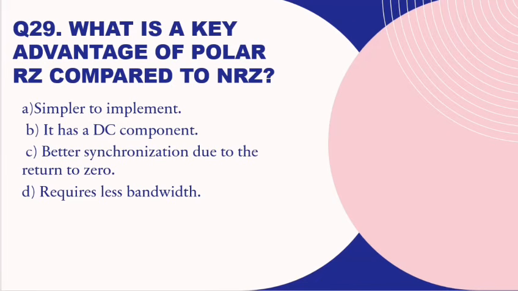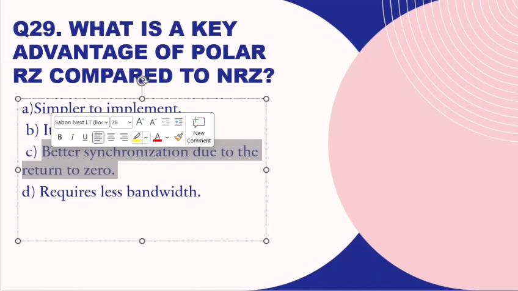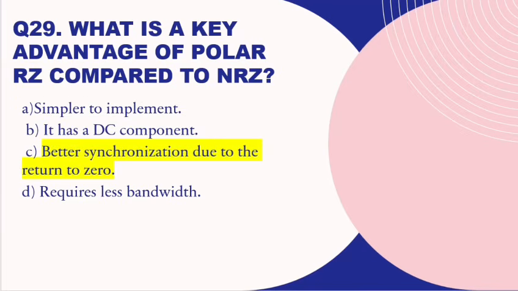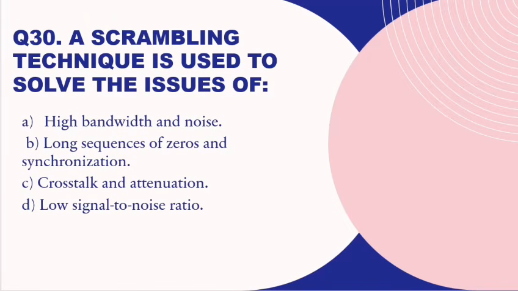Moving on to the 29th question. What is the key advantage of polar RZ compared to NRZ? Option A, simpler to implement. Option B, it has a DC component. Option C, better synchronization due to return to zero. Option D, requires less bandwidth. I hope you all have paused the video and guessed the answer right. So the correct answer for this question is better synchronization due to return to zero.